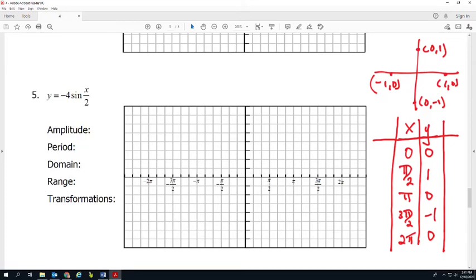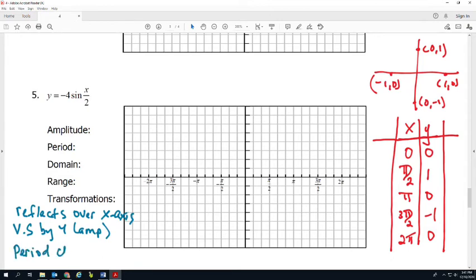Okay, on this next one, we have a reflection across the x-axis again. We also have an amplitude change, so it's a vertical stretch by 4, so that changes the amplitude. We also have a period change, which is a horizontal stretch by 2. So my amplitude is going to come from this 4.